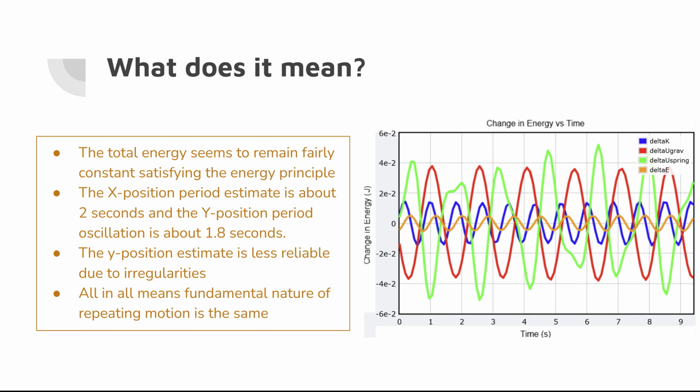delta U grav is the red, the change in U spring is the green, and also the change in E is the orange.